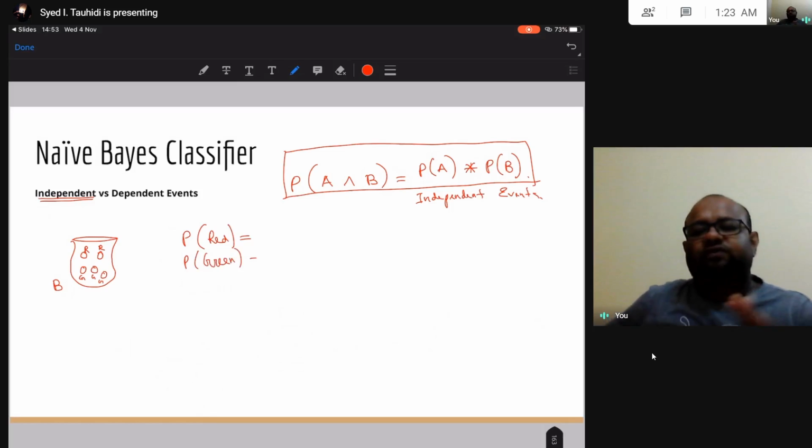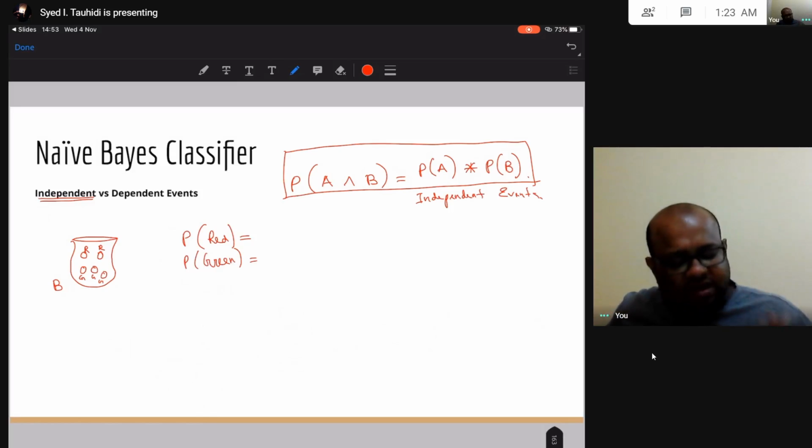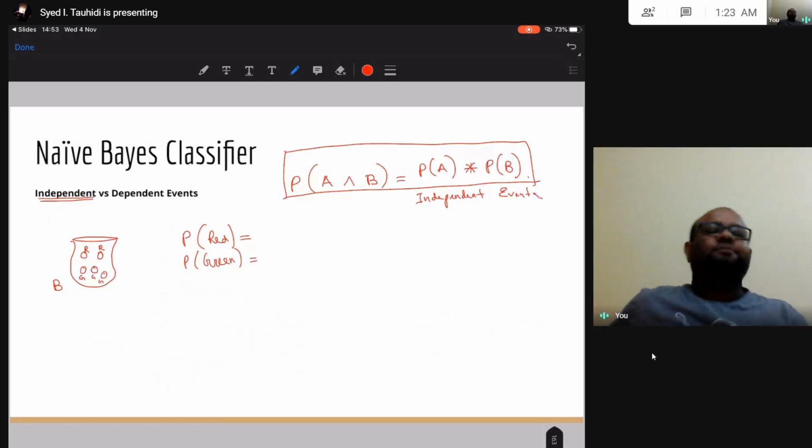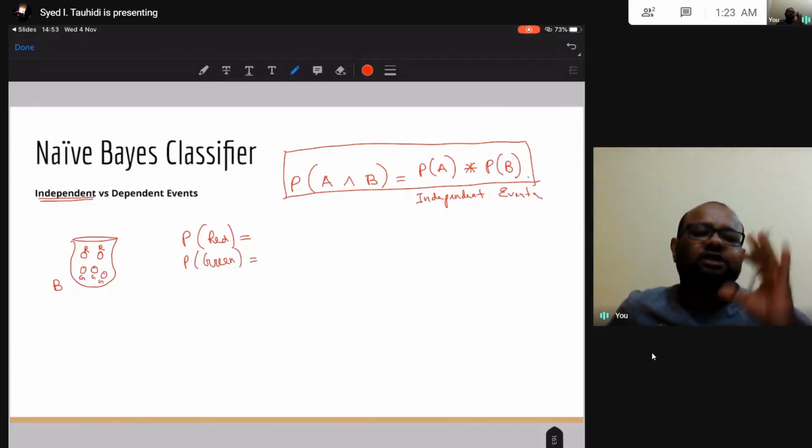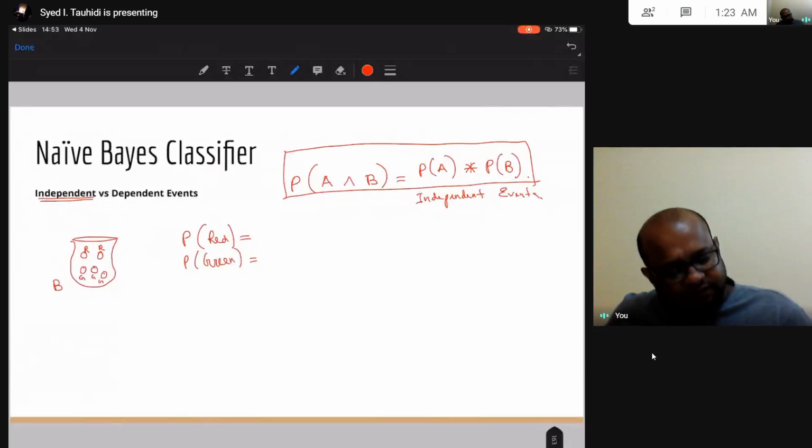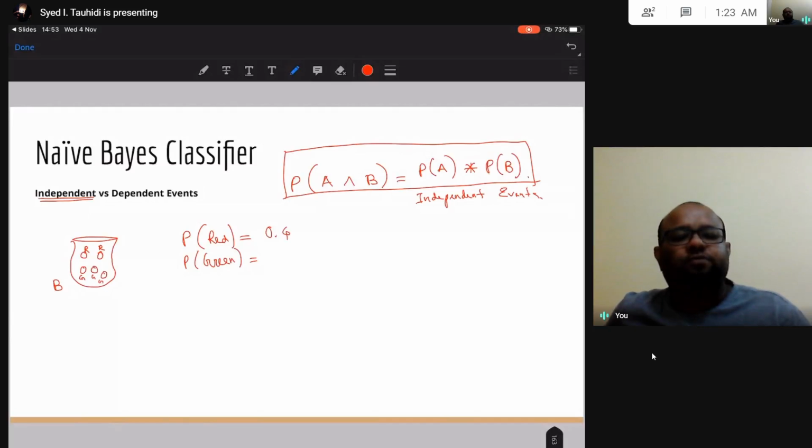I will soon formulate the problem, but let us first say what is the probability of picking a red. Given this bag, I have one bag B that has 5 marbles, 3 of them are green, 2 of them are red. So what is the probability that I pick a red? Out of 5 marbles, 2 of them are red. So 2 out of 5, okay, 0.4. This is the probability that I am going to pick a red.